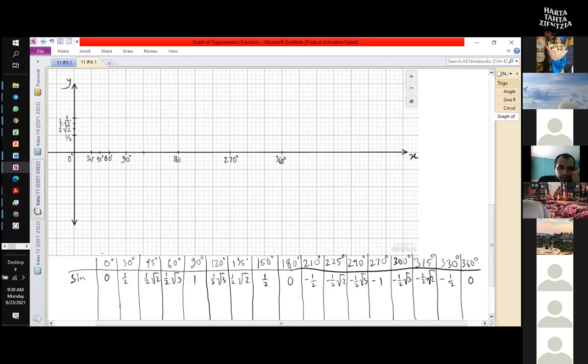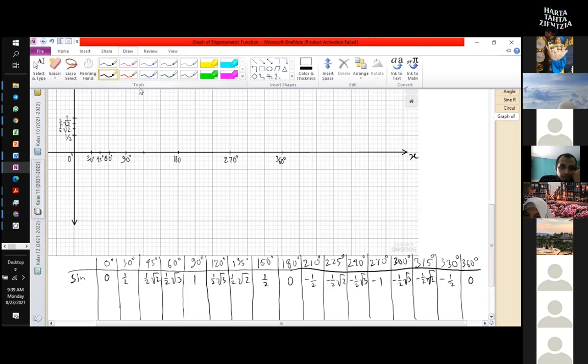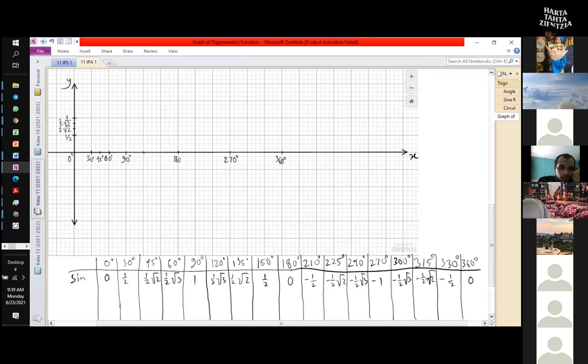Okay, so let's plot the graph. So okay, we'll use blue, for example. So first we have 0 degrees, 0. So 0 degrees, 0. So it's here. And then 30 degrees, 1/2. So it's here. And then 45 degrees, 1/2 square root of 2. So it should be around here, somewhere around here.